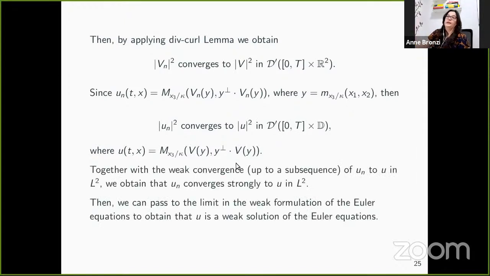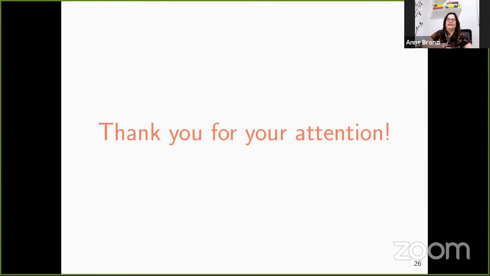And then we have that Un, the smooth sequence of solutions, converges to U in L2 because of the energy estimates that we have. But then together with the convergence in D prime, we obtain the strong convergence in L2, and then we just pass the limit in the weak formulation and we prove that we get the existence of a weak solution for the Euler equation. And I'm sorry that I passed a little bit my time. Thank you for your attention.